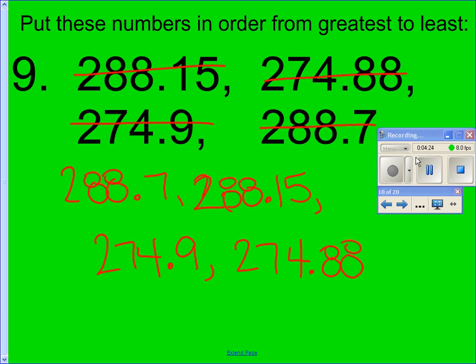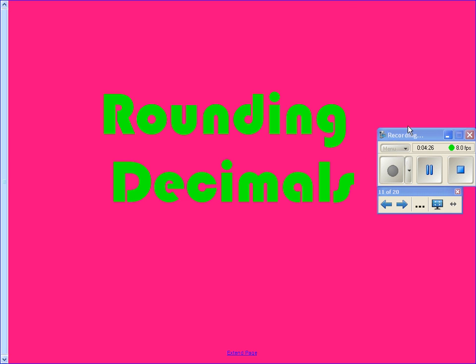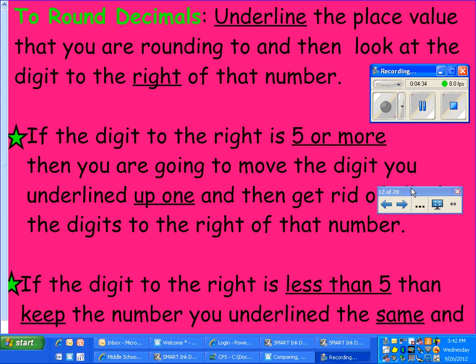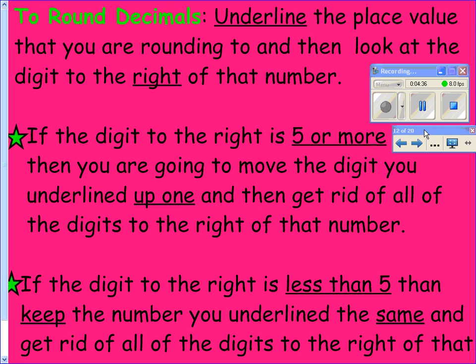Okay, try the next one on your own. Oh, sorry. Rounding decimals. This is where it is very important. Whenever you are rounding, you underline the place value that you are rounding to, and then look to the right of that number. You always look to the right.